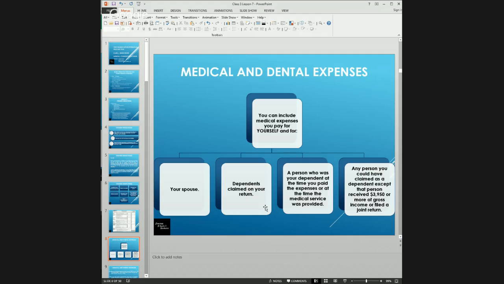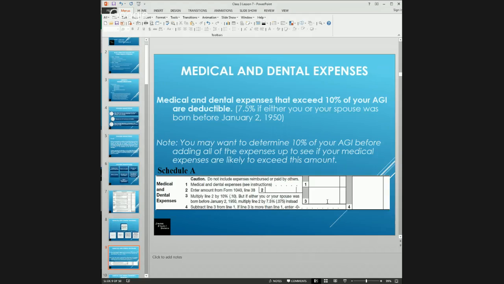So your medical and dental expenses, you can include any medical expenses that you pay for yourself and for your spouse or any dependent children that you claimed on your return. A person who was your dependent at the time that you paid the expenses or at the time that the medical service was provided. And any person that you could have claimed as a dependent, except that that person received $3,950 or more of gross income, or they filed a joint return.